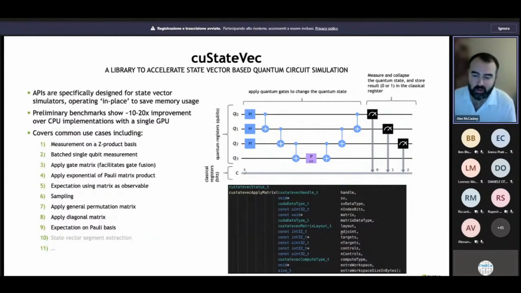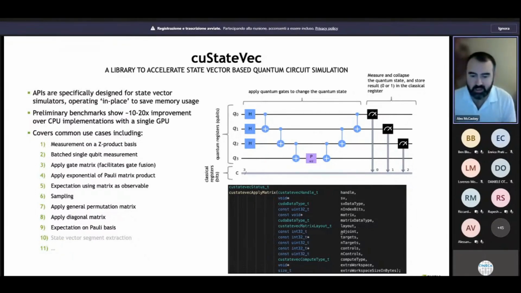So let's get started with the details here. We'll start with QStateVec, state vector simulation with cuQuantum. The APIs are specifically designed for state vector simulation, operating in place on the GPU to save memory usage and memory transfers, okay? And our preliminary benchmarks are showing about a 20 times improvement over CPU implementations with just a single NVIDIA A100 GPU, for instance.